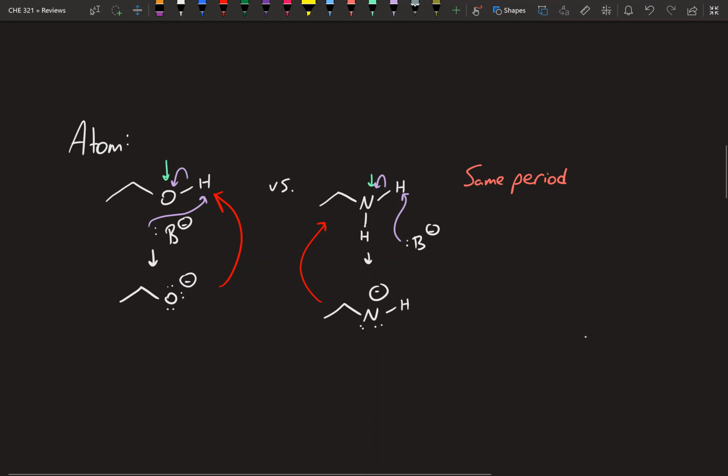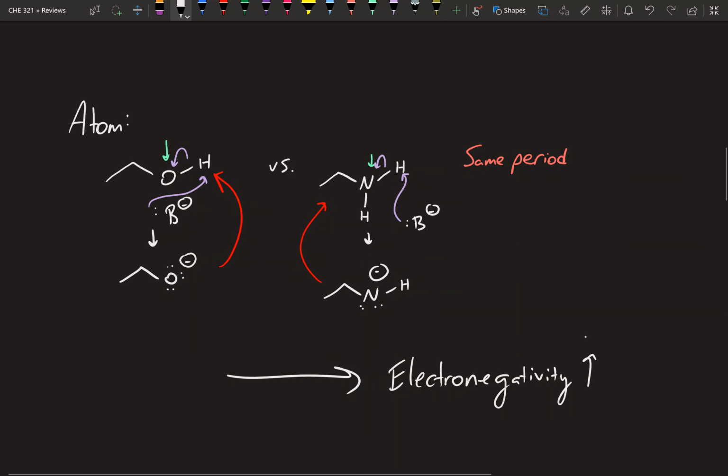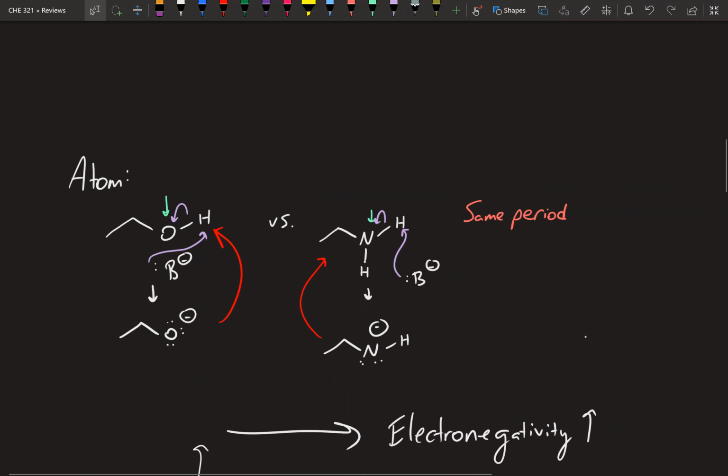So when we have atoms on the same period, what we use to determine what is a stronger acid is the electronegativity trends. As we go from left to right on the periodic table, electronegativity increases. And the same holds true if we're going up the periodic table. So when an atom is more electronegative, it is better able to stabilize a negative charge, better able to stabilize having more electrons.